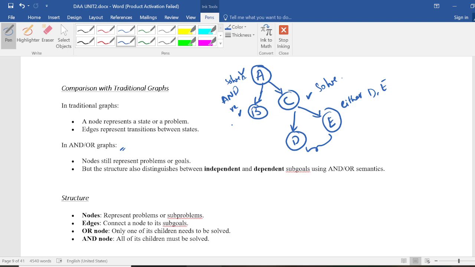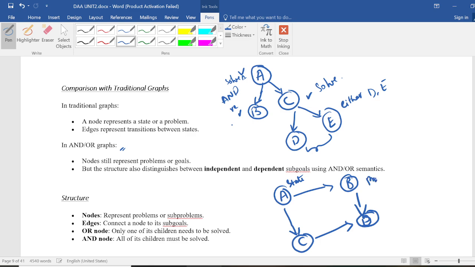So what happens in traditional graphs? A traditional graph looks like A, B, D, C, and so on. A node represents a state, or it can be named as a problem. Edges represent transitions between the states. This is the traditional graph.